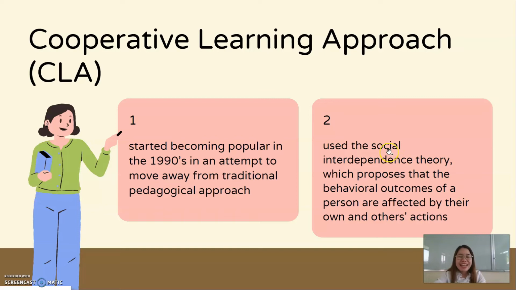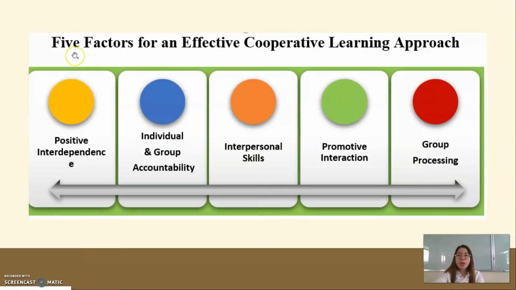Again, the cooperative learning approach used the social interdependence theory, and this theory proposes that the behavioral outcomes of a person are affected by their own and others' actions. Meaning to say, a learner, according to interdependence theory, learns better if there is someone beside him.